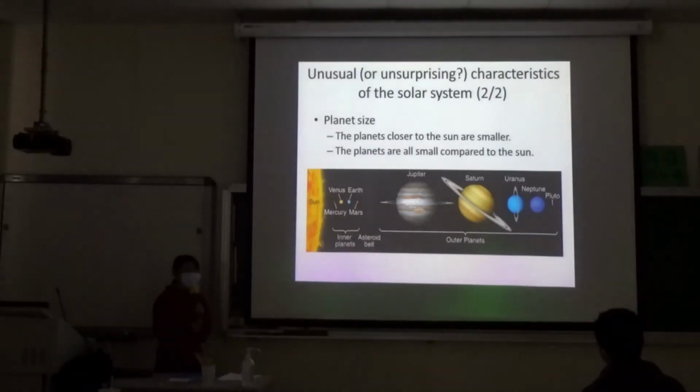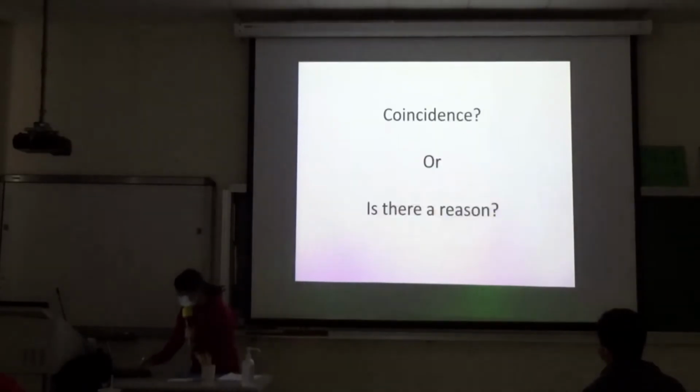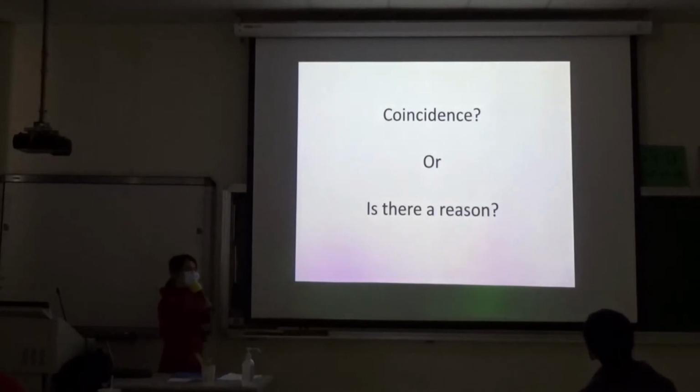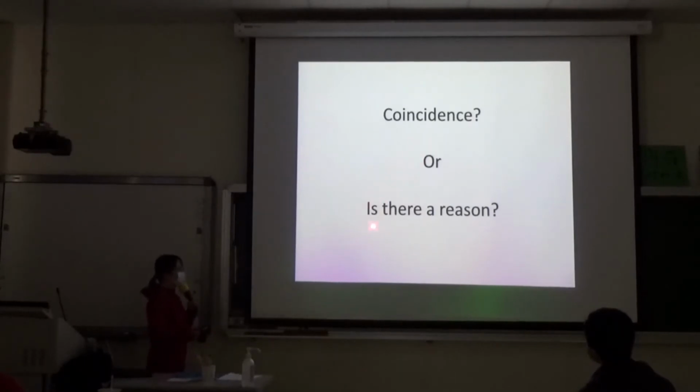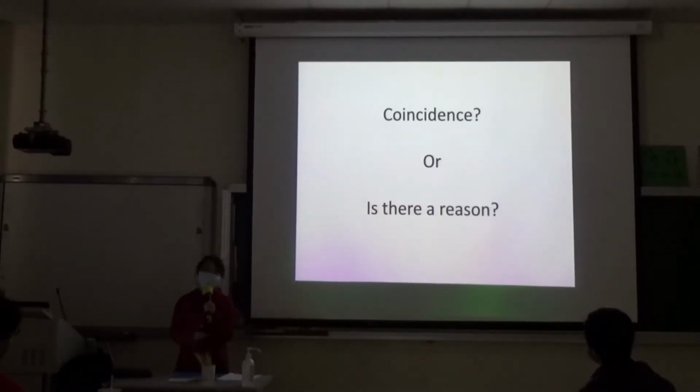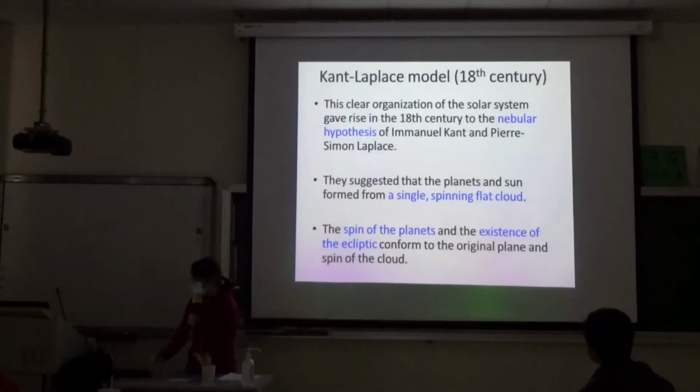Okay, and Ray also introduced a similar graph, planet size. Outer giants, gas giants, and inner terrestrial planets that are really small. So, as earlier scientists would ask, is it a coincidence, 巧合, or is there a reason? Then you know, of course, there's a reason.